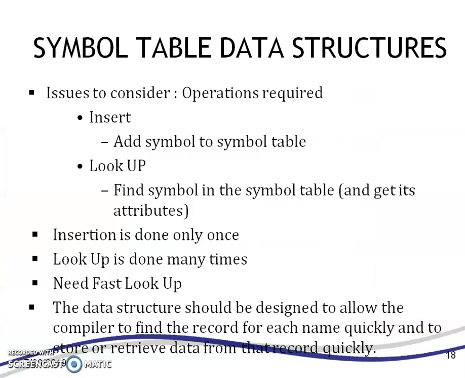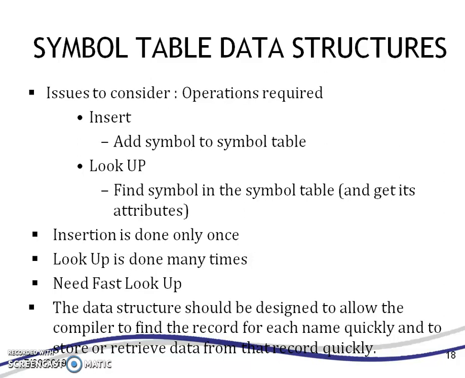What are the data structures that we require to implement the symbol table? For deciding the data structure, we need to consider some issues. What are the operations that are required to process the symbol table? There are the following operations. Insert is used to add a record in a symbol table. Lookup is nothing but a search operation, which is used to find a symbol in a symbol table.